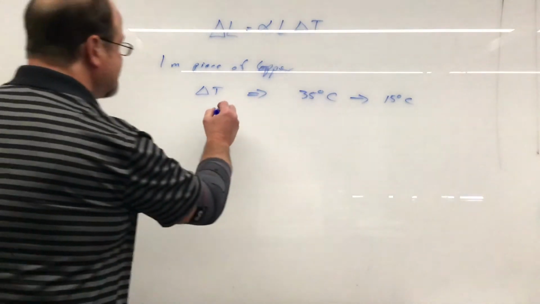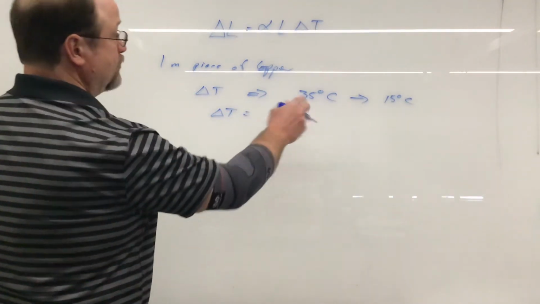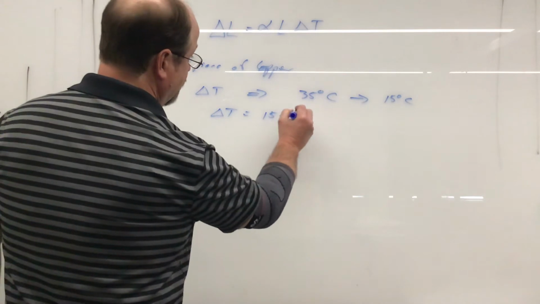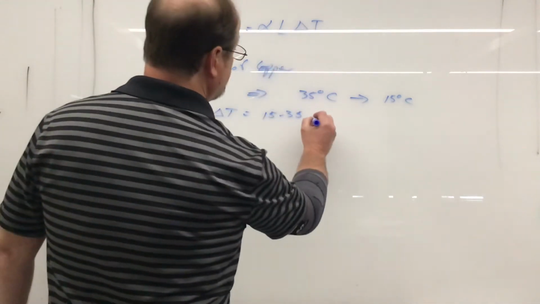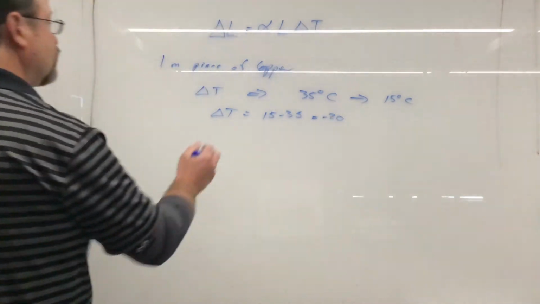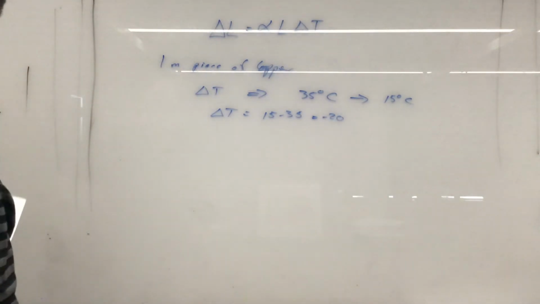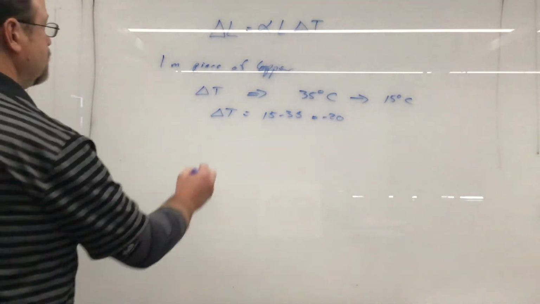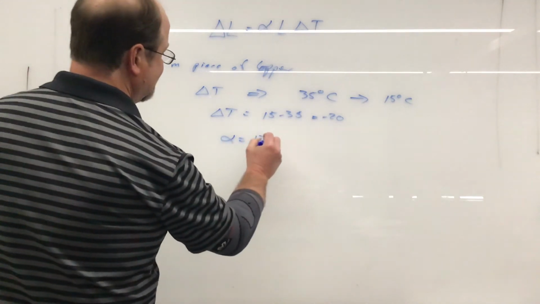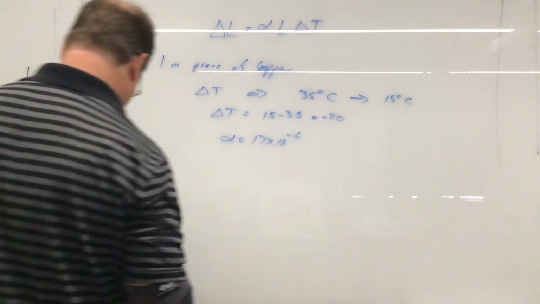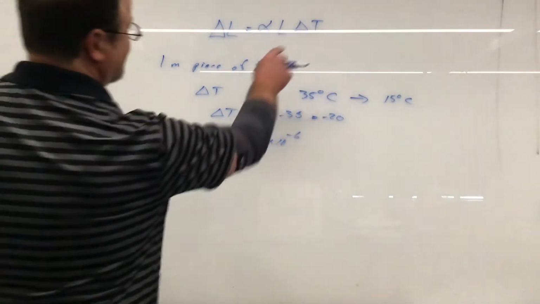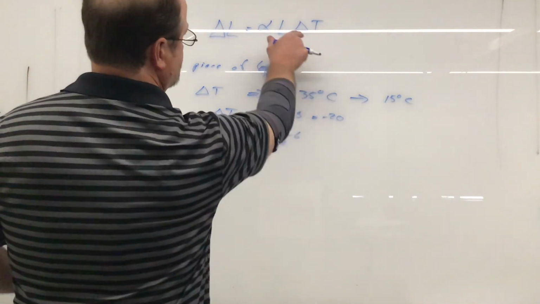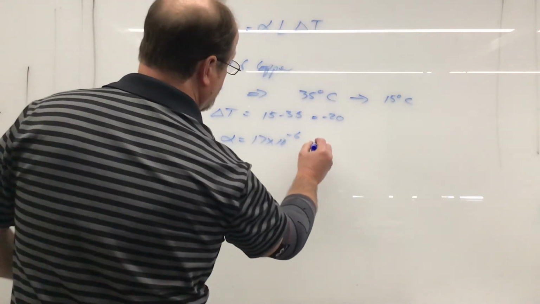That means my delta T, in this case, would be 15 minus 35. Right? It dropped. It's going to be a negative change here, so that's going to be negative 20. Now, it turns out that for copper, the coefficient of linear expansion is 17 times 10 to the minus 6. And these are in appropriate units, so this is inverse degrees Celsius.